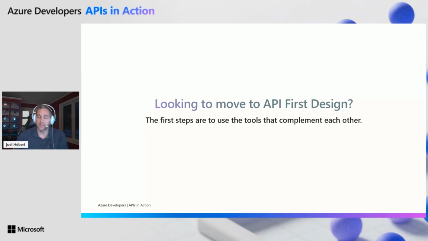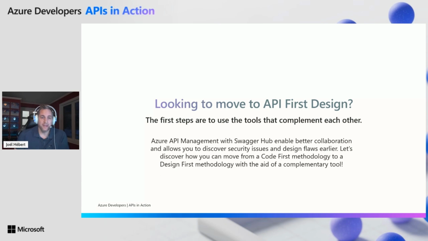What we're looking to do here is introduce the first steps, combine both, and see how they are complementary when utilized together. SwaggerHub with Azure API Management enables you to have better collaboration by doing API first design and enabling it in Azure API Management. We can have certain benefits by doing so, like evaluating the design contract beforehand and looking at security flaws earlier in the SDLC.